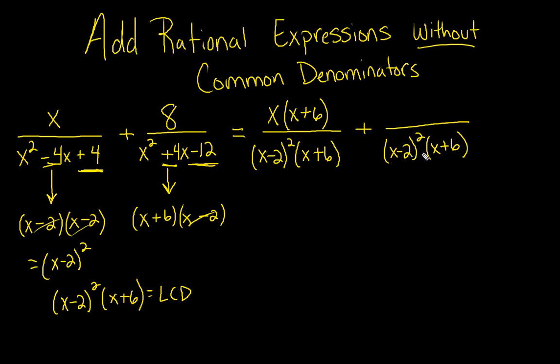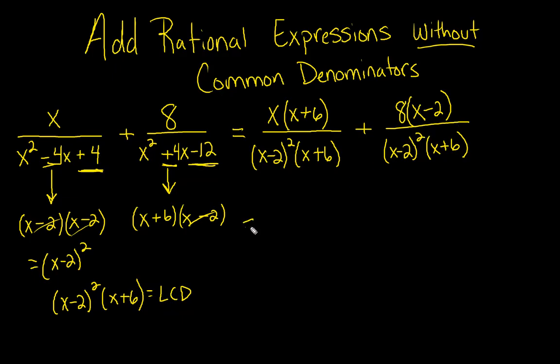Looking at this second expression, here is our original denominator, x plus 6 times x minus 2. And what did we multiply the denominator by to give us the least common denominator? We multiplied by another x minus 2. That's how we got the x minus 2 squared. So our numerator needs to be multiplied by x minus 2 as well.